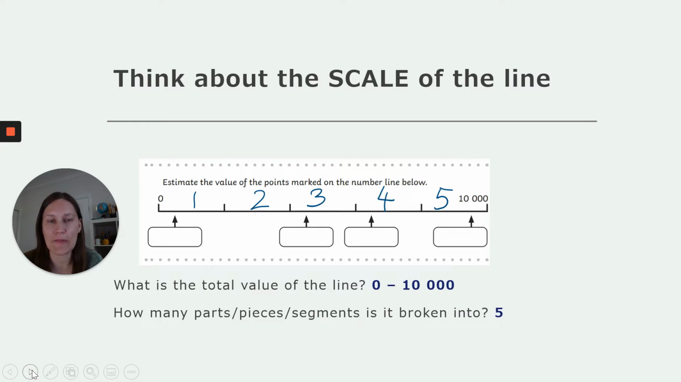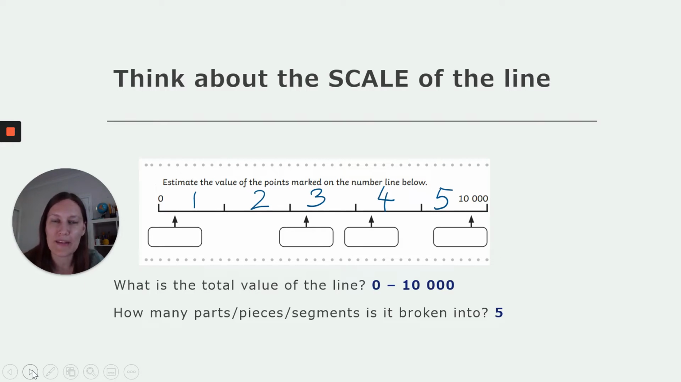Okay, you can see on this particular picture now, I have broken it up into some sections. And I've answered those questions. What is the total value of the line? Well, in this line, it goes from 0 to 10,000. Now, it's important to check because not all number lines will start at 0. Each one could be different. So for this particular one, we're starting at 0 and we're going to 10,000. That means there's 10,000 individual numbers represented on that line. Somewhere in that line, they could be drawn.